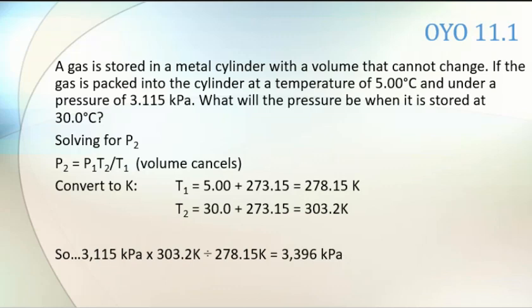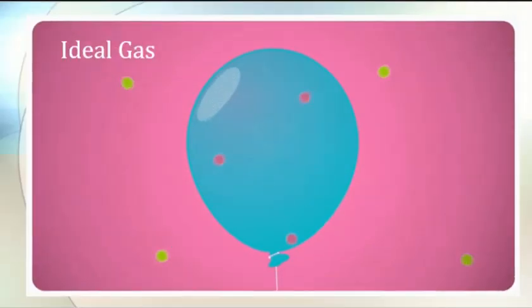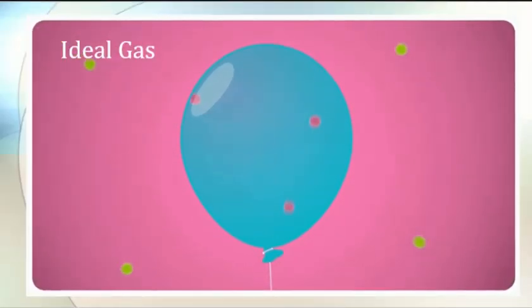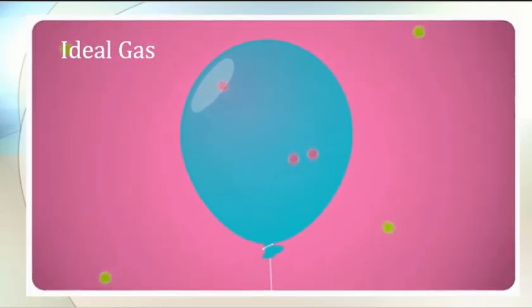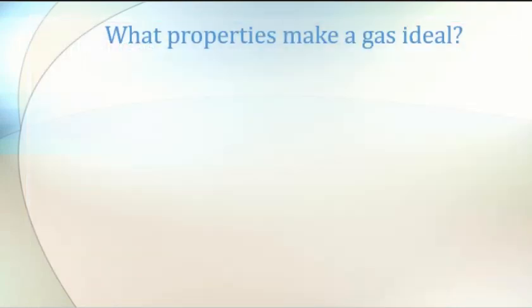Okay, so now we're going to talk about all this stuff I told you is only true under certain conditions. So it's really not exactly true. It's only true under ideal conditions. Okay, so we have something called the ideal gas, which leads to something known as the ideal gas law. All right, what properties make a gas ideal?